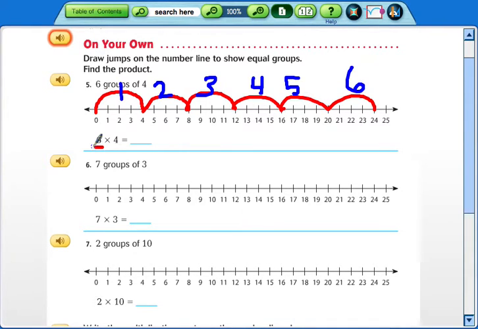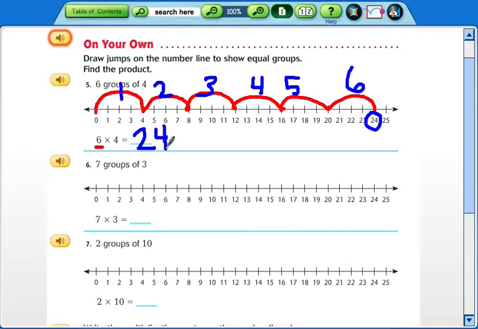Okay, so I had to do 6 jumps with 4 in each jump. So I should have 4 spaces in each. 1, 2, 3, 4. Good. I have 6 jumps and I have 4 spaces in each jump. So that lands me at 24. So my answer is 24.